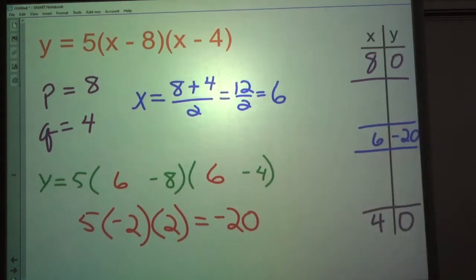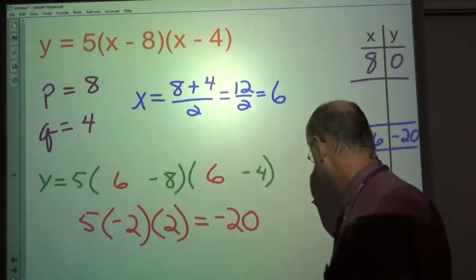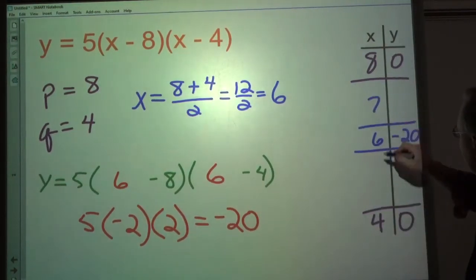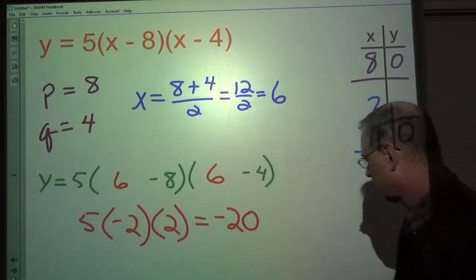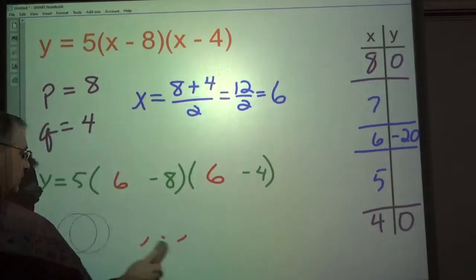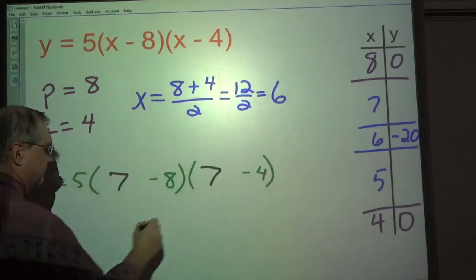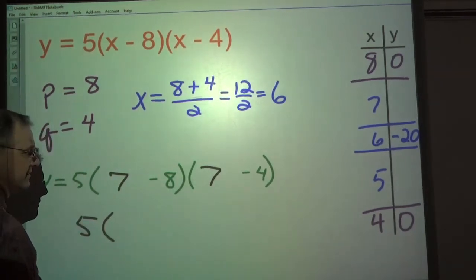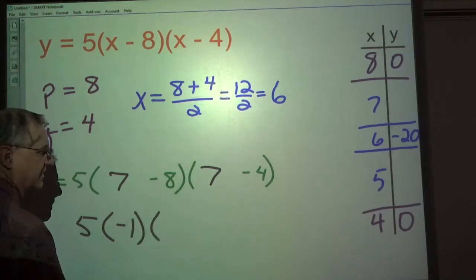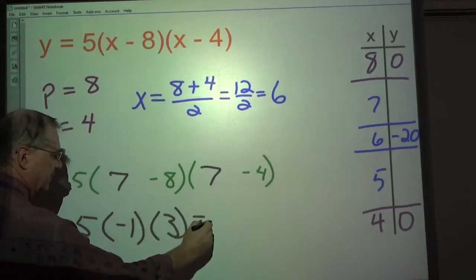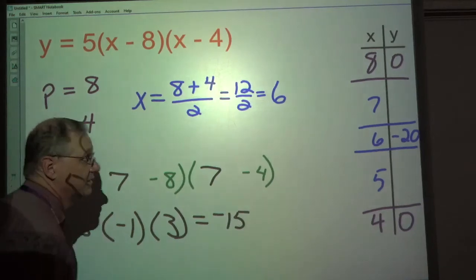That's quite a ways down. Usually you don't go past, say, 10 or 15 in any one direction, and that's a long way. So negative 20 is quite a ways down. Let's do, how about 7 and 5? We'll throw those in there and see how they work out. 7. 7 minus 8 is negative 1. 7 minus 4 is 3. And when I multiply, I get negative 15.